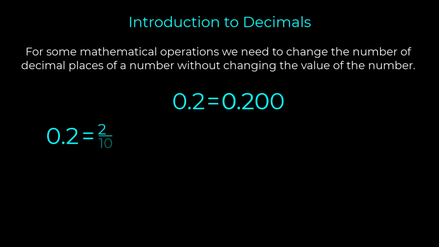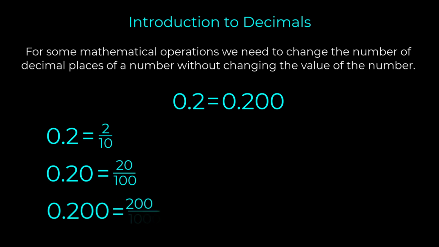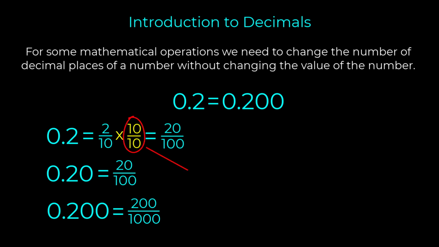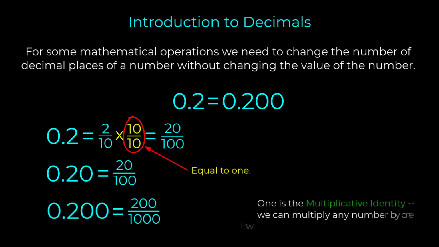0.2 is equal to 2 over 10. 0.20 is equal to 20 over 100. 0.200 is equal to 200 over 1,000. When we go from 2 over 10 to 20 over 100, we are multiplying both the numerator and denominator by 10. That is, I am multiplying the original fraction of 2 over 10 by 10 over 10. But 10 over 10 is simply equal to 1. 1 is the multiplicative identity, which means that we can multiply any number by 1 without changing that number.